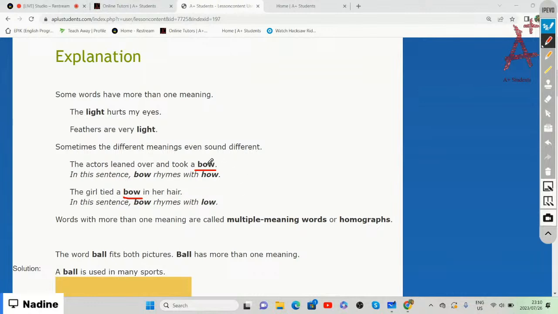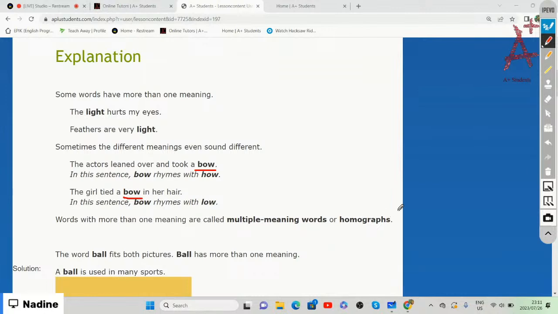So bow is, of course, when actors have performed a show and the show was a success, and after the show everybody comes to the front and they're about to greet or thank the audience, and that is when they take a bow, right? That is the first meaning of the word bow. And then bow is a cute little ribbon that they tie to the girl's hair, right? That is a bow.